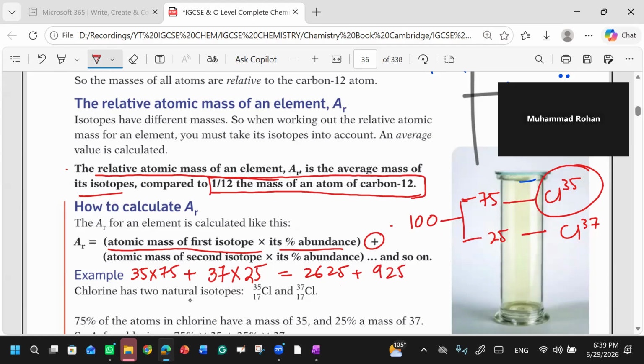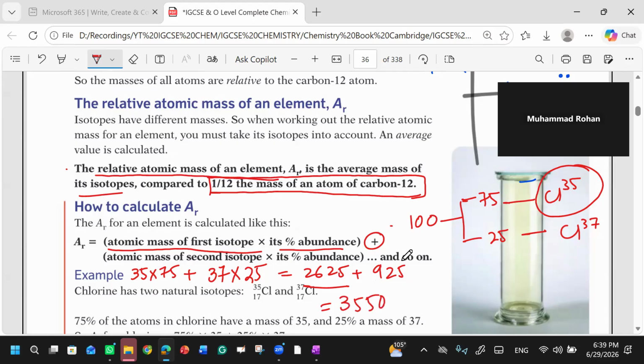925? 37 into 25. How can it be 925? I think there is a mistake. No, because 35 multiplied by 75, it is 2625. It's 25, not 75. Okay. So what will be the total? 2625 plus 925 would be 3,550.